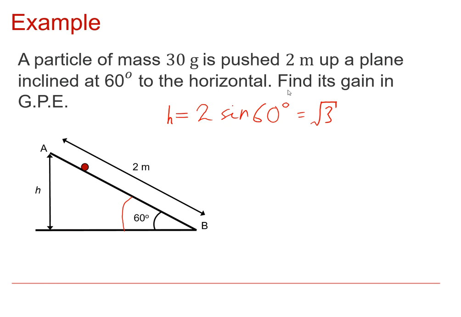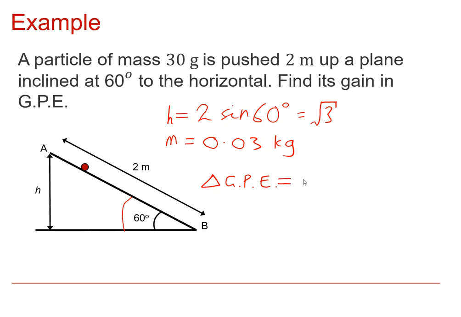Then we want the gain in its gravitational potential energy. Well, that depends on the mass and the height and on g. The mass is 30 grams. It's probably worth remembering to write that in kilograms, so that's 0.03 kilograms. That's the value we should be using. And so the gain in the gravitational potential energy, often we use this symbol delta to mean the change in something, so that's a nice little shorthand for, in this case, the gain in the gravitational potential energy.